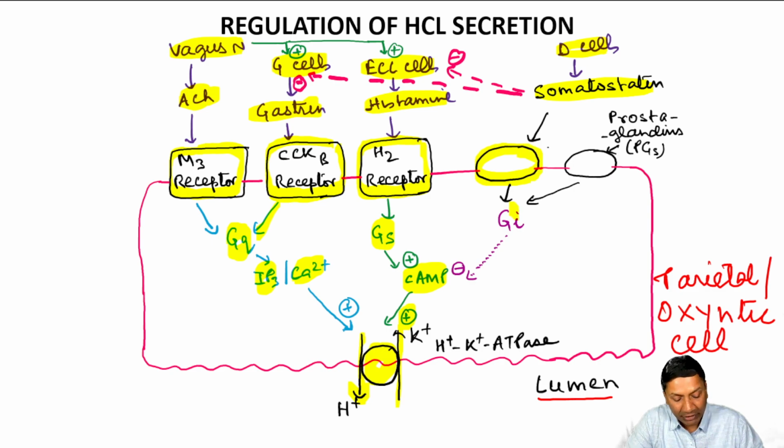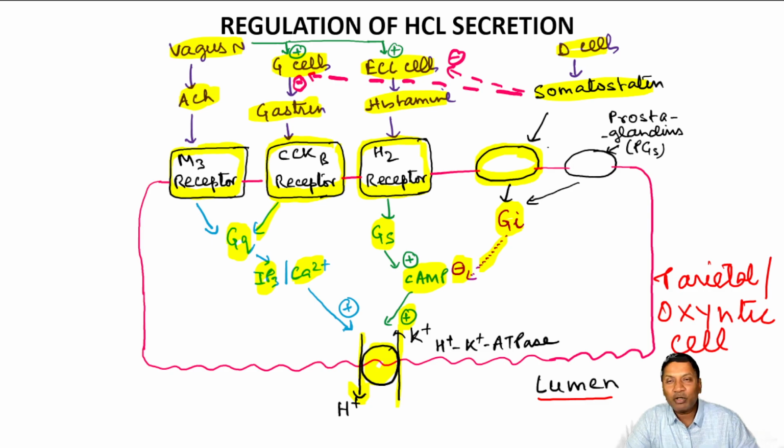That G protein is Gi. Gi means inhibitory G protein, right? So it will stimulate the inhibitory G protein, and this inhibitory G protein will inhibit the formation of cyclic AMP, and it will inhibit the hydrogen ion secretion by the potassium hydrogen pump, right?